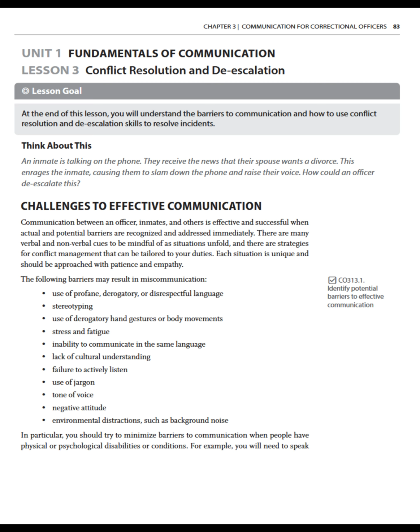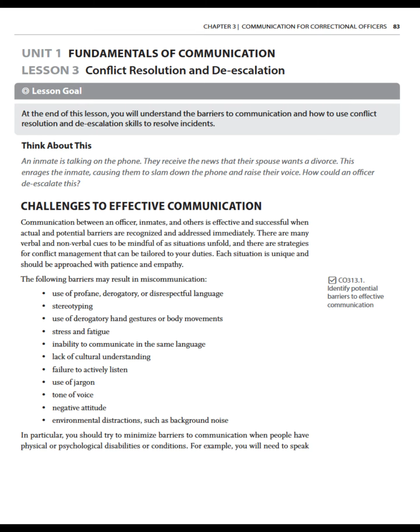The following barriers may result in miscommunication: use of profane, derogatory, or disrespectful language; stereotyping; use of derogatory hand gestures or body movements; stress and fatigue; inability to communicate in the same language; lack of cultural understanding; failure to actively listen; use of jargon; tone of voice; negative attitude; environmental distractions, such as background noise.